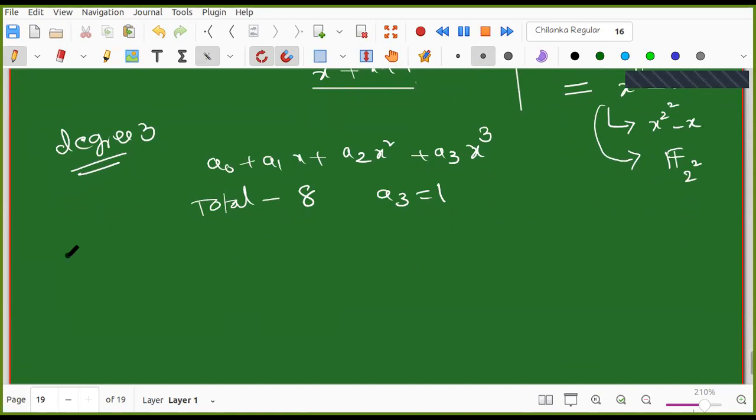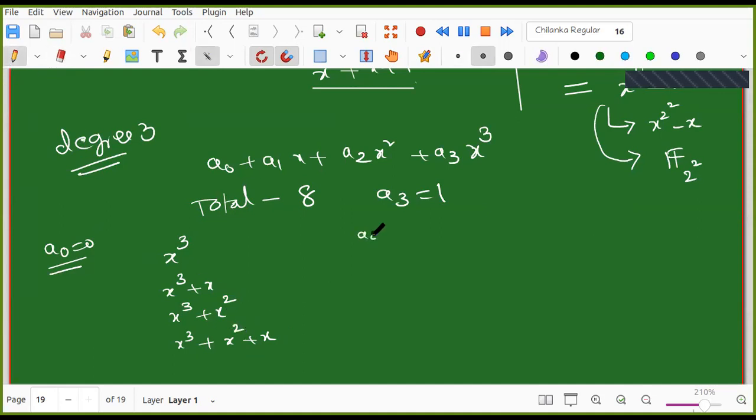So what are the polynomials? First, I take a0 equal to 0. Then I get x cube, and x cube plus x square, x cube plus x, and x cube plus x square plus x. Okay, let us write in orderly fashion. Is it clear to all of you?